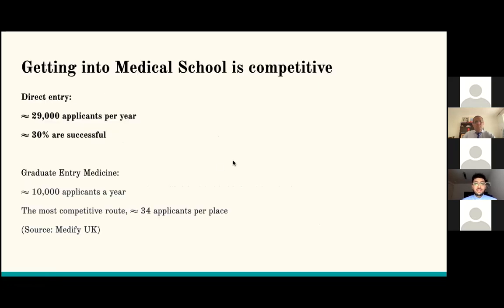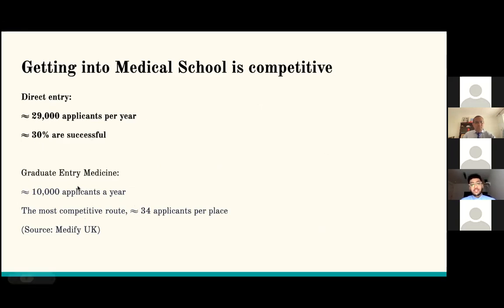Okay, so like I said, getting to medical school is competitive. Here's some stats from Medify, which is another great resource that you should check out. Direct entry, which is what I'm going to be talking about mainly today, and which I think applies to most of you, is whilst you're in sixth form or college. There's around 29,000 applicants per year and only around 30% are successful.